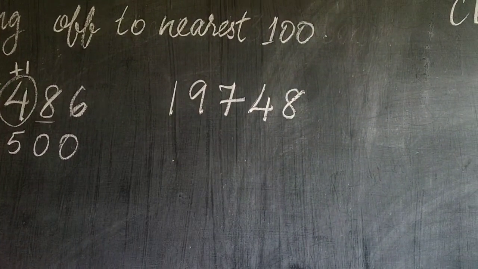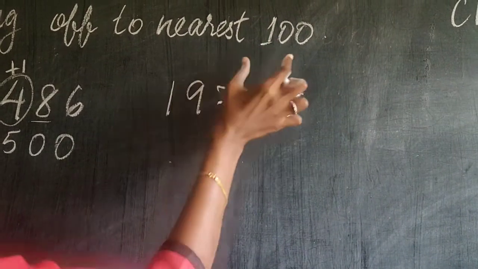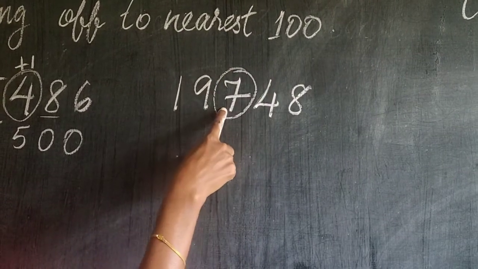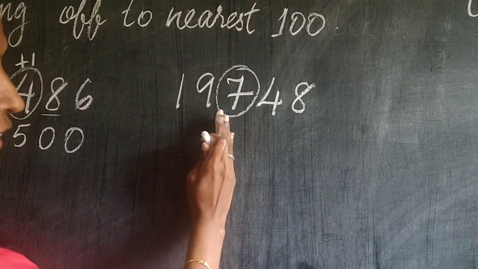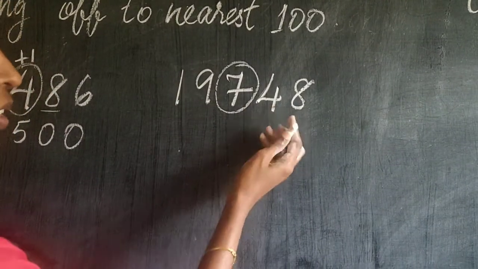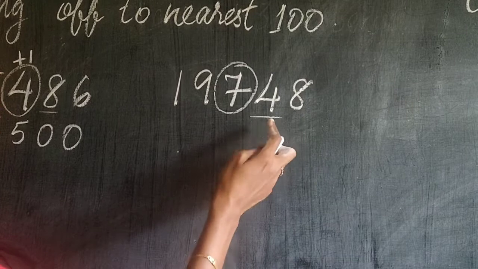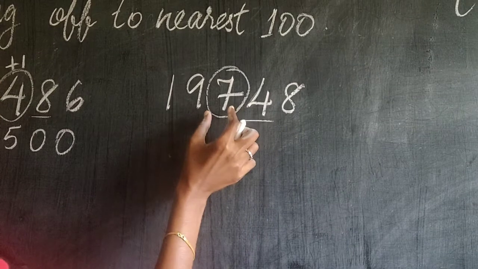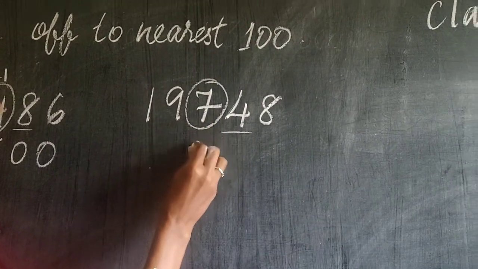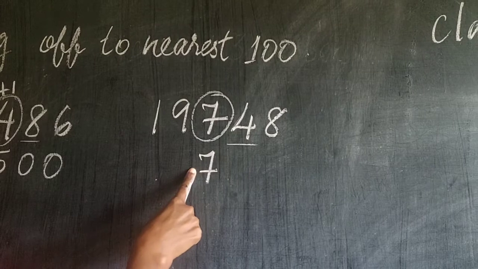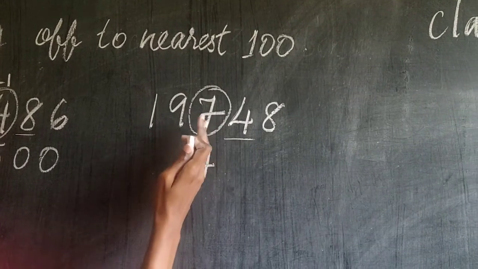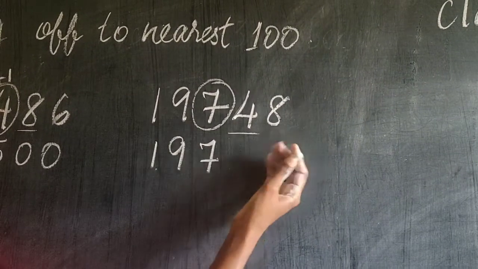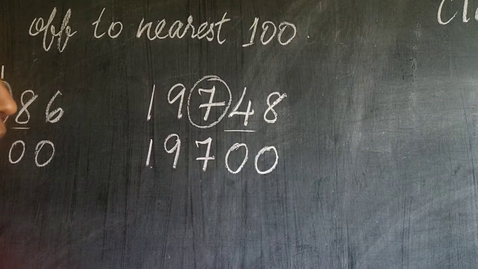Now one more example I will teach you. To round off to the nearest 100, you have to look at the digit in the hundreds place. First circle the number in the hundreds digit. Here it is 7. Look at the number on the right side of it, the next number. Here the next number is 4, and this 4 is smaller than 5. If it is smaller than 5, you will not make any change in this number. You will write it as it is, and the left side also as it is. No change. And on the right side, as I told you, these numbers will become 0.